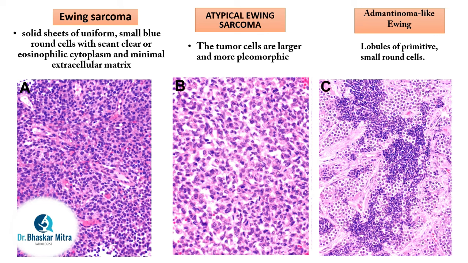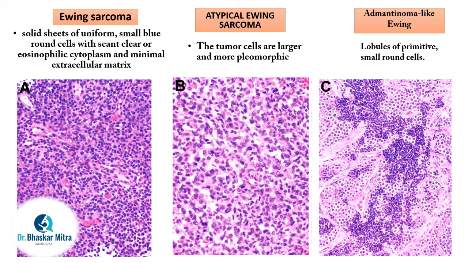Now there are three things in Ewing sarcoma morphologically. First of all, we commonly see solid sheets of uniform small blue round cells with scanty clear to eosinophilic cytoplasm and a very minimal amount of extracellular matrix. Mind this point, there is a very minimal amount of extracellular matrix.